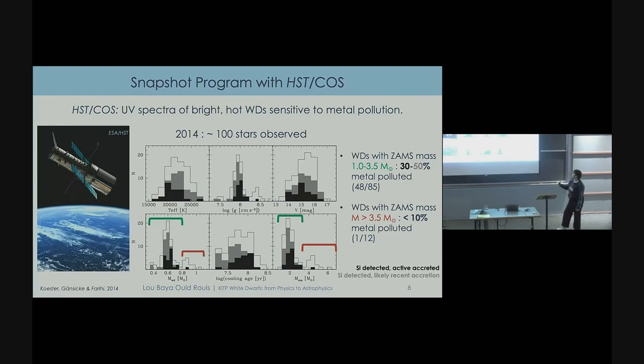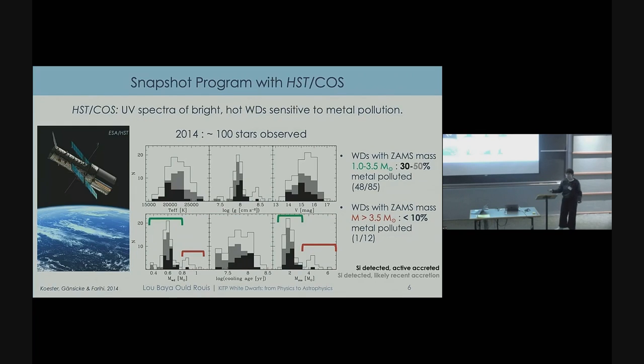But then when you look at the more massive ones, above 3.5 solar masses, that tells a different story, and it drops to less than 10%. Now, I didn't want to keep any secrets. These are extremely low number statistics, and that's why I put the numbers here. At 3.5 solar masses and up, it's only 1 out of 12.